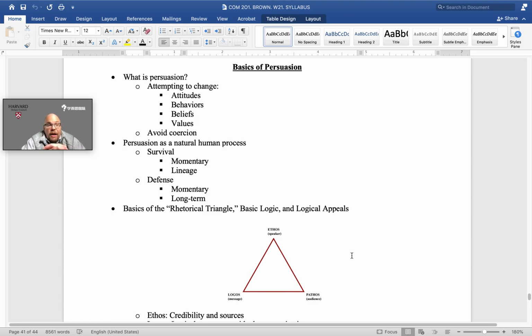persuasion. Now, persuasion proper is an attempt to change an attitude, a belief, a value, or a behavior. You see that on the screen. Let's talk about these for just a moment.